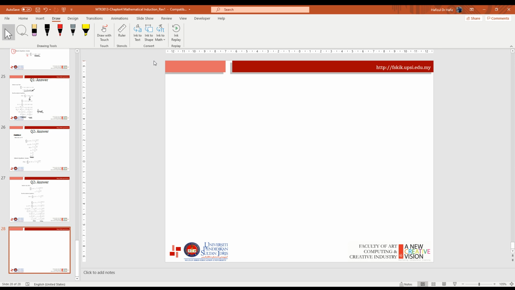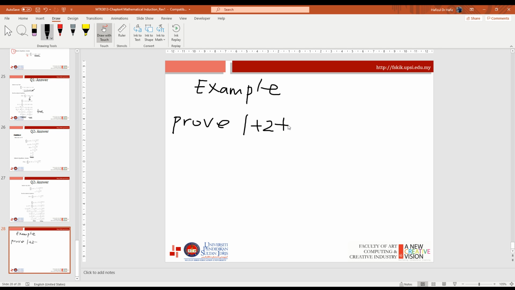Okay, another example. Okay, we want to prove that 1 plus 2 plus 3 plus ... plus n is equivalent to n(n plus 1) divided by 2.